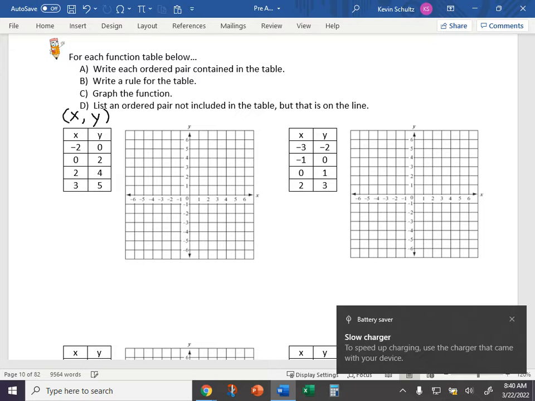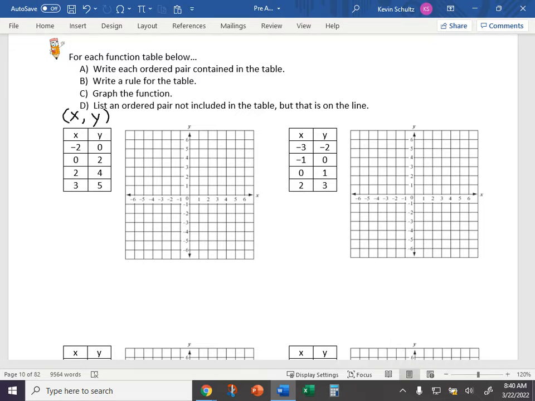In XY form, whatever x is, that's your x value. And then whatever y is, that's going to be your y value. So x of -2, y of 0 is your ordered pair -2, 0.